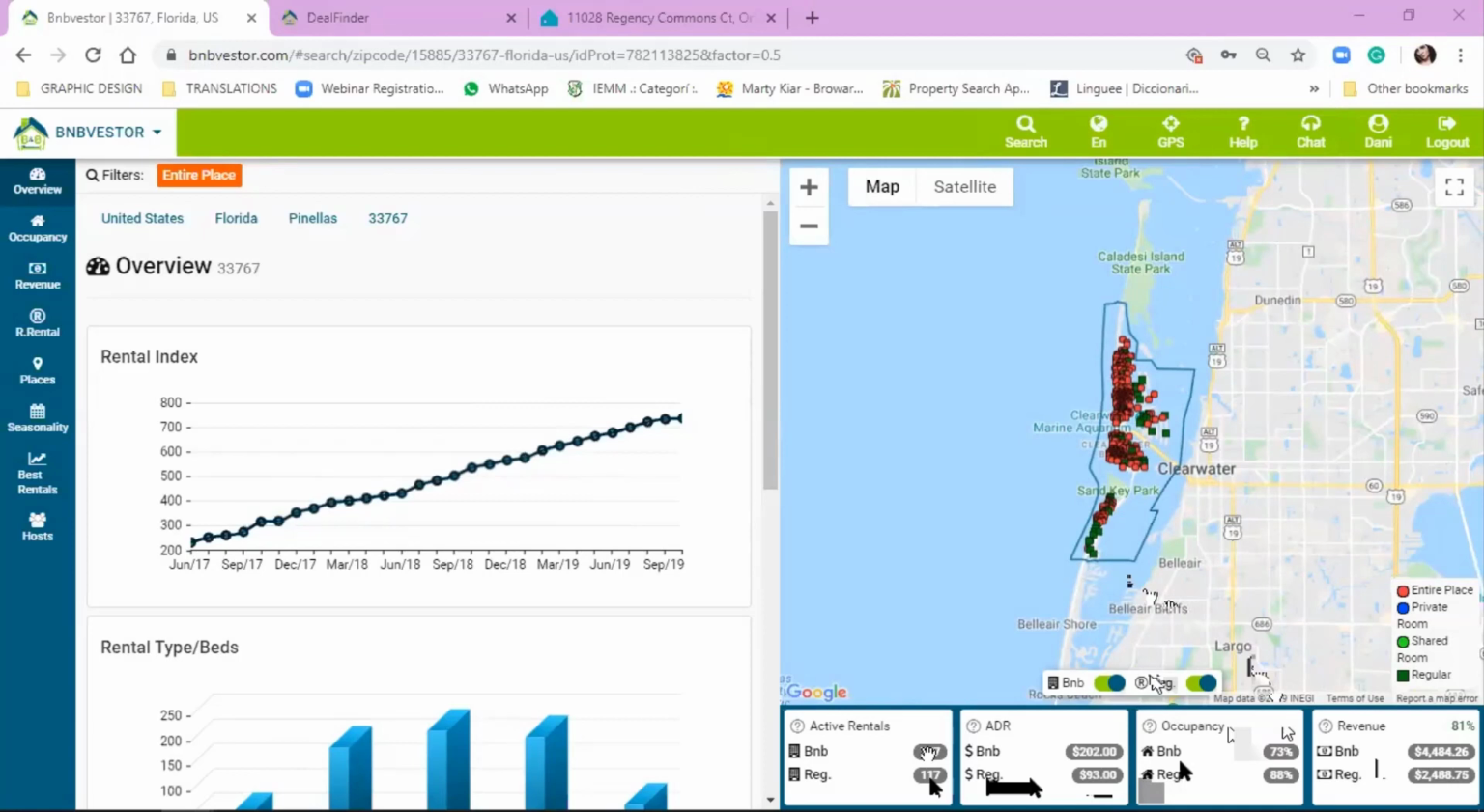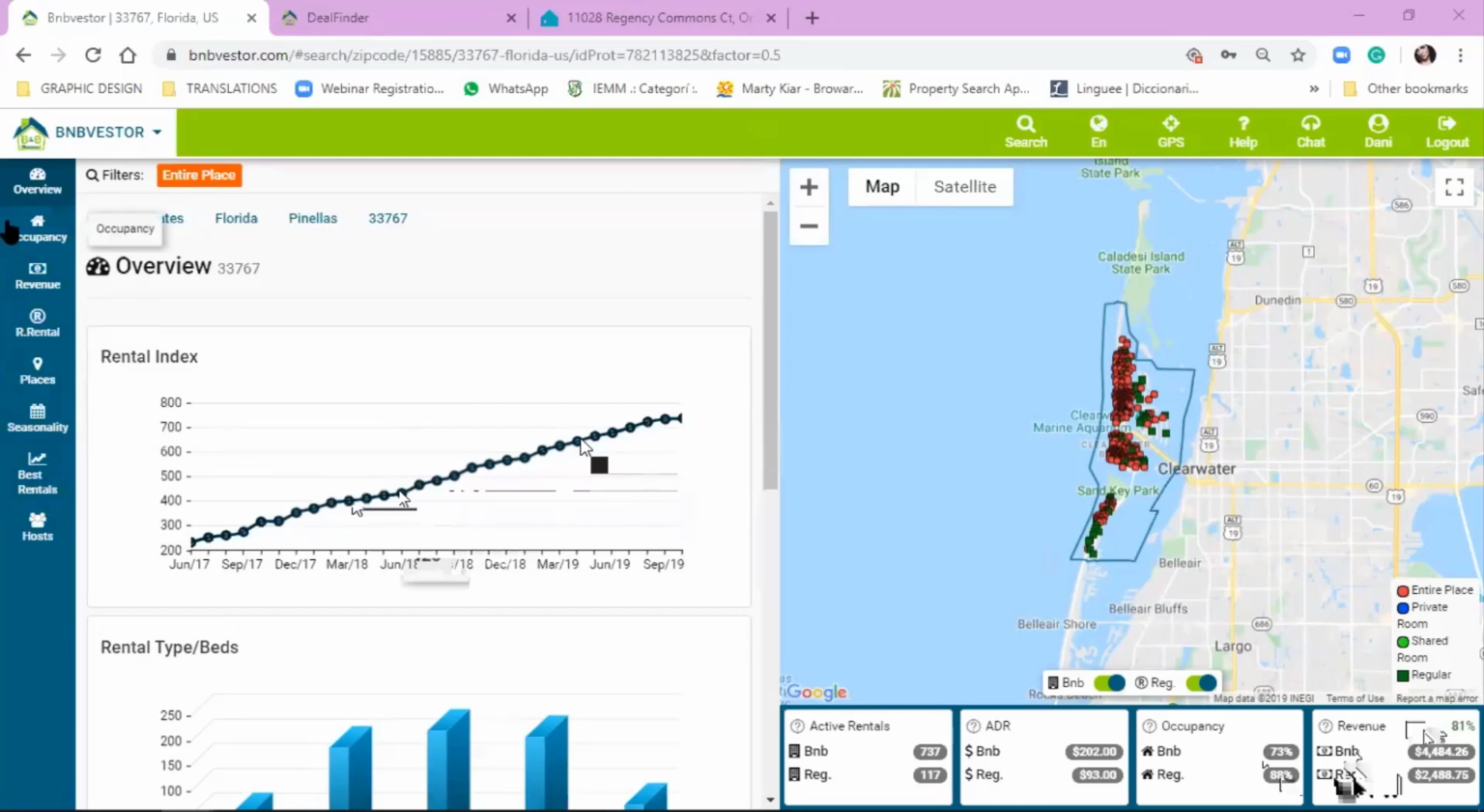We have the BNB occupancy of 73%, a regular occupancy of 88%, and then a revenue of 4,484, and a regular rental revenue of 2,400. Okay, but take a look at the additional revenue. 81%. That is absolutely great. This is a very good area. You can see how it has grown from 500 to 700 in just 1 year and a month.